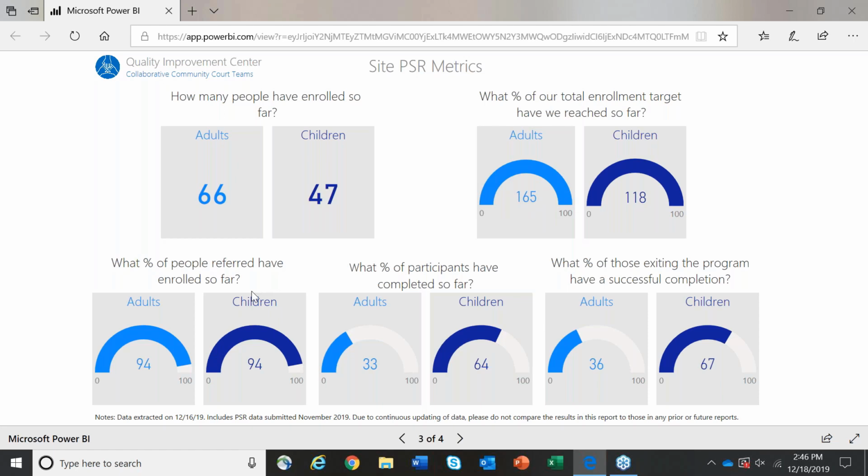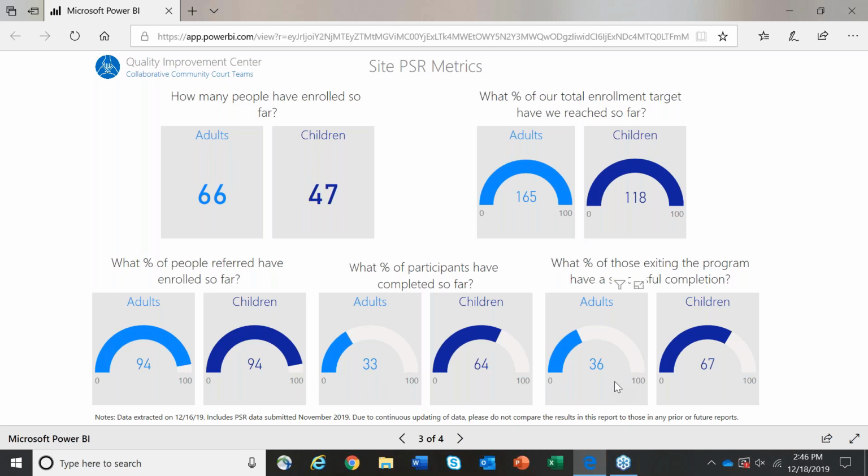Down here we have the percent of adults and children who have enrolled out of those referred. Just as on the first sheet, the 6% in both of these cases who haven't enrolled could have decided not to enroll, a decision may have already been made, or they could be pending. Then this one shows the percent of adults and children who have completed the program out of those who have enrolled. Again, it's just another way of looking at the cross-site graphic on the first page.